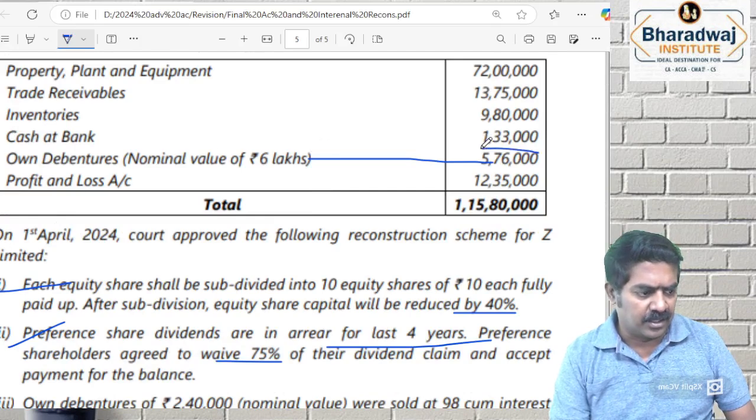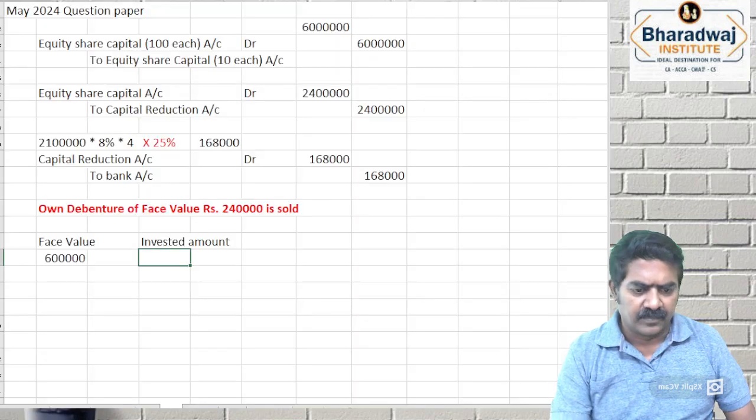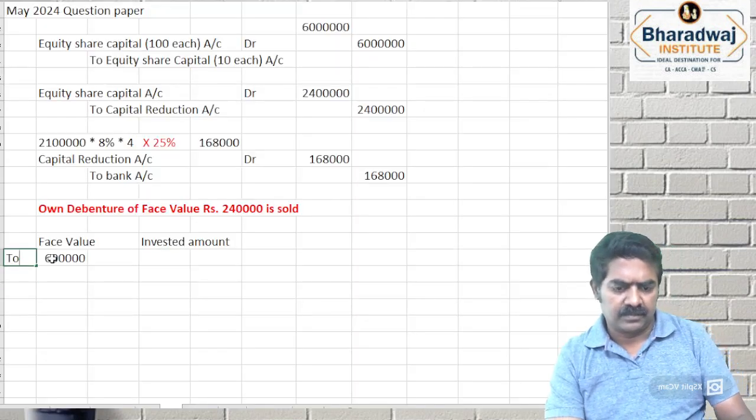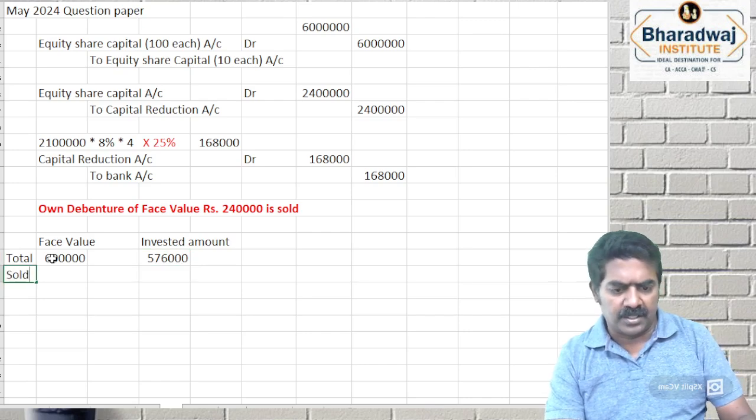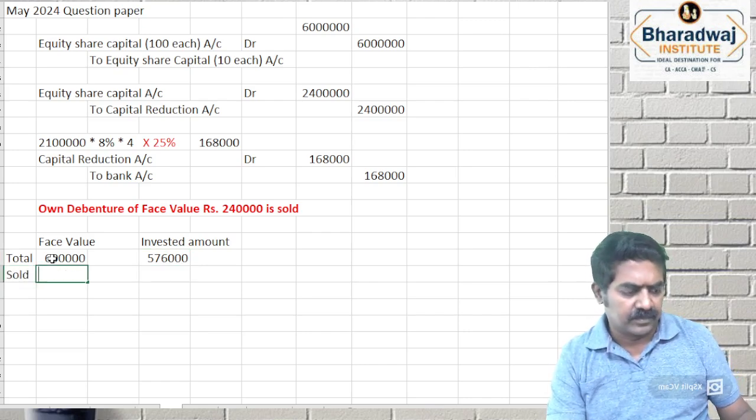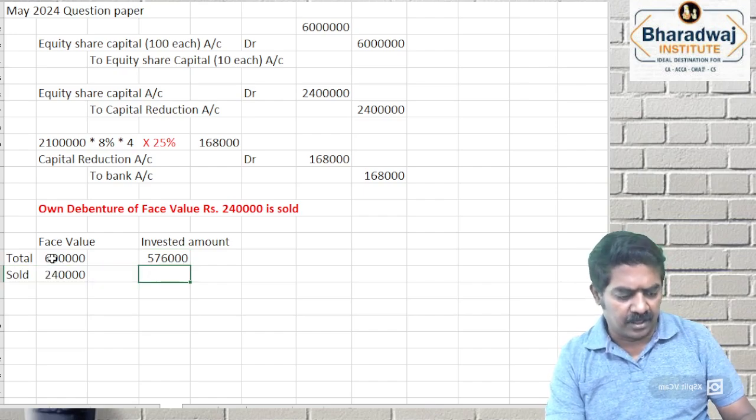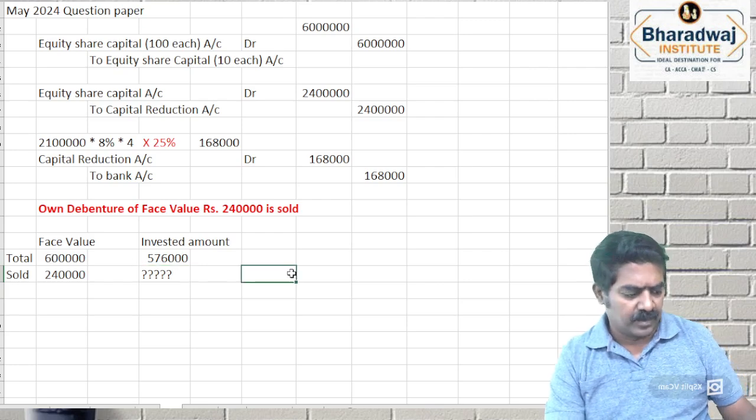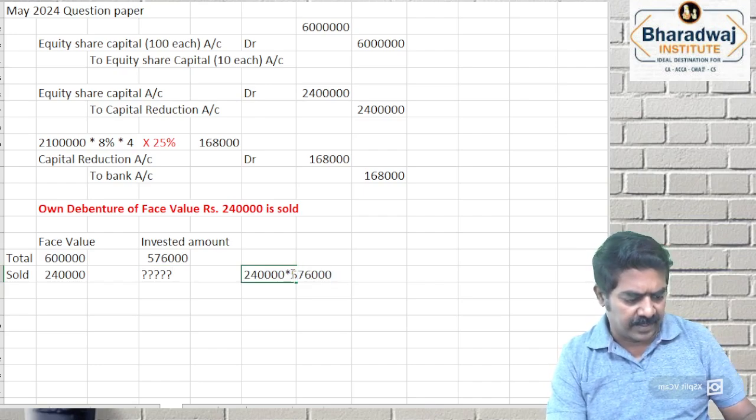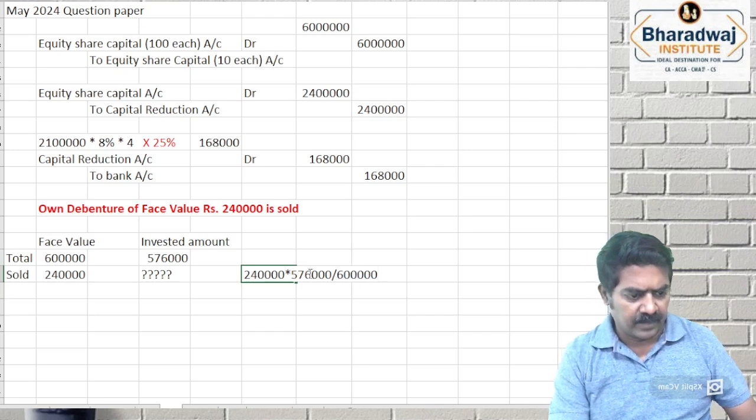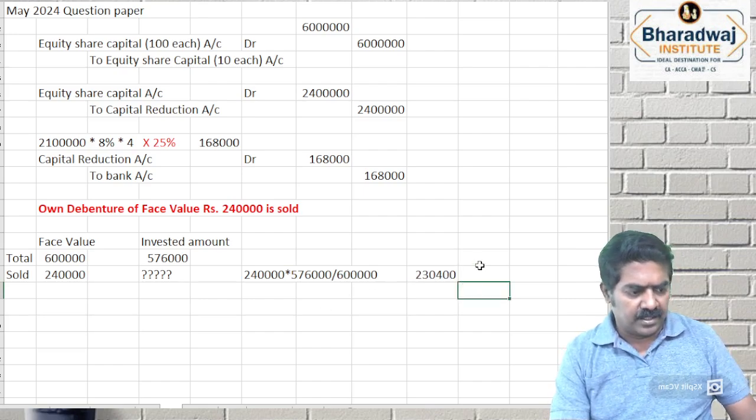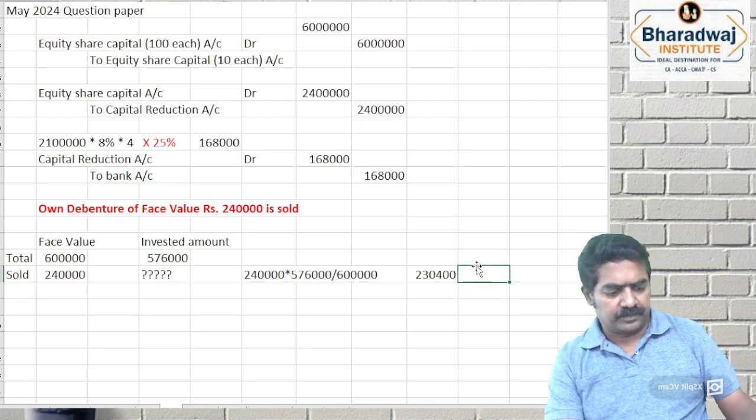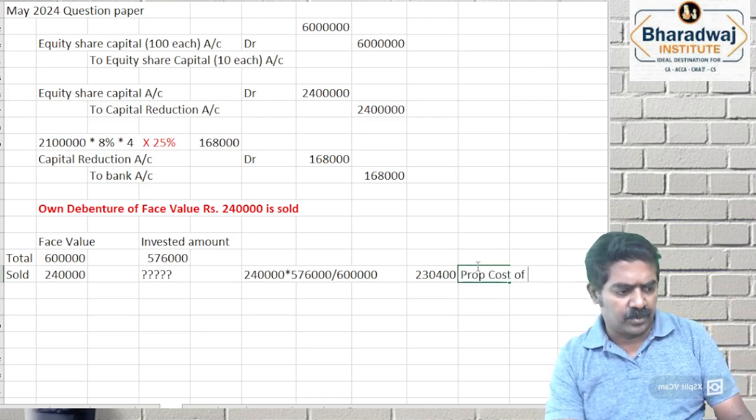For 6 lakhs face value, we have invested 5,76,000. So for the sold debentures, what face value have we given? If it is 2,40,000, what is the proportionate invested amount? So 2,40,000 into 5,76,000 divided by 6 lakhs gives 2,30,400. This is the cost of investment sold, the proportionate cost of own debentures sold.